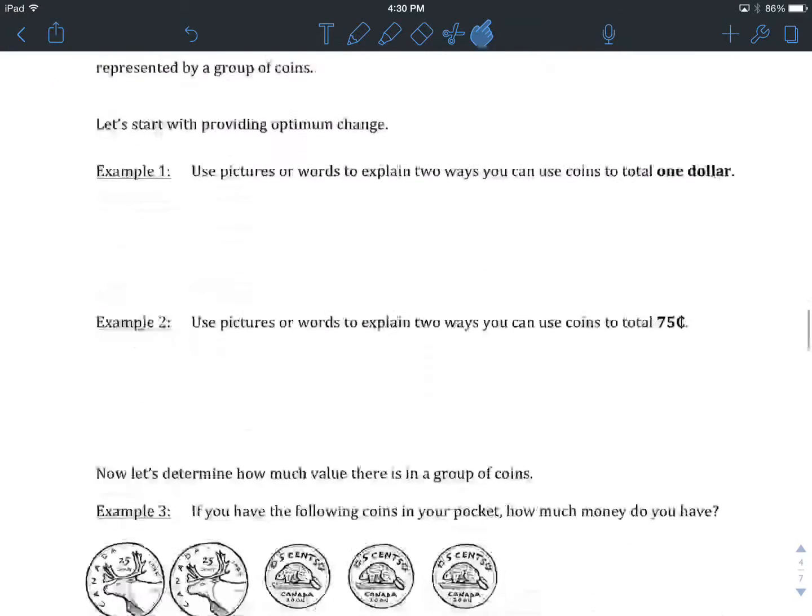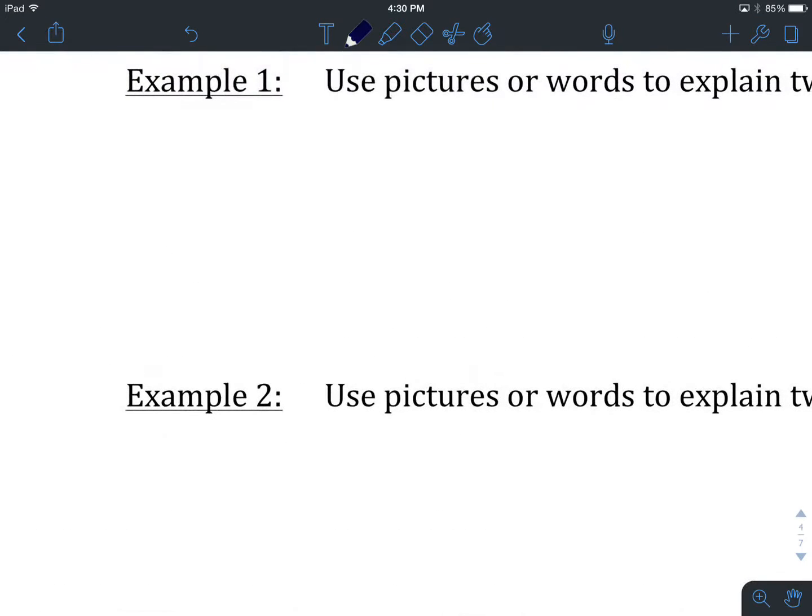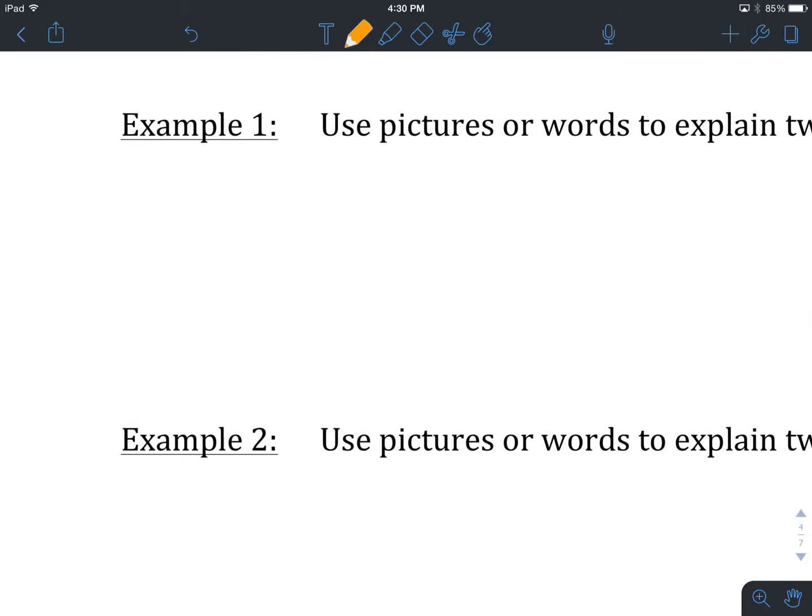Example number 1. Use pictures or words to explain 2 ways you could use coins to total $1. Okay, so I'm going to do this one with pictures. I know that we have a $1 coin here in Canada. That would be the fastest way to get to $1. That's called a loonie. If I were to draw this, I'm not going to try to draw a loon. I'm just going to put $1 on it. So that is the fastest way to get to $1 worth using coins.